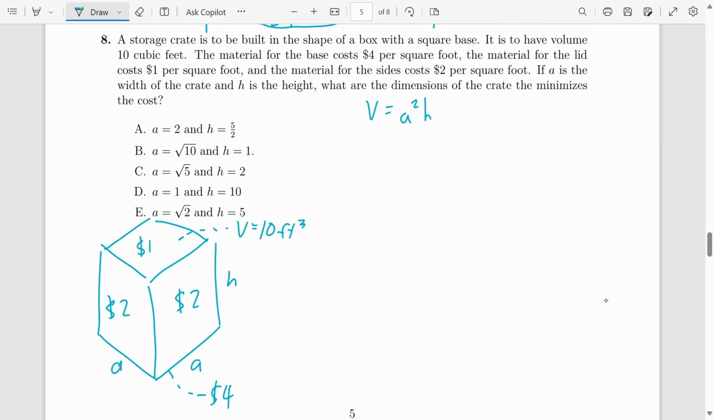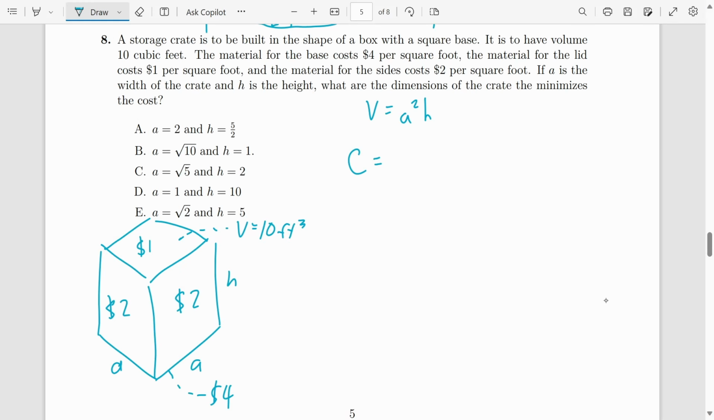We're asked to minimize the cost of the box, so we need some formula that incorporates cost. For this problem, we can actually just build our own. We can define some formula like C equals, and then whatever we determine should go after it, where C equals the total cost to build a box based off of A and H. So what should this formula equal?